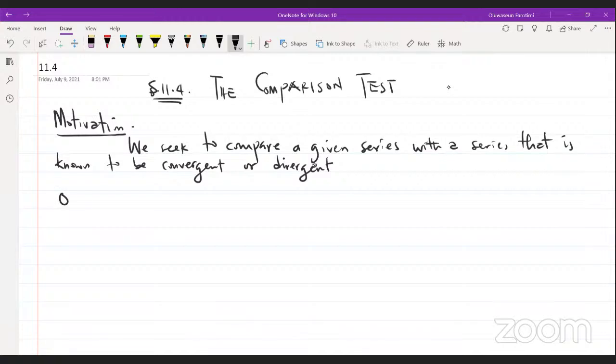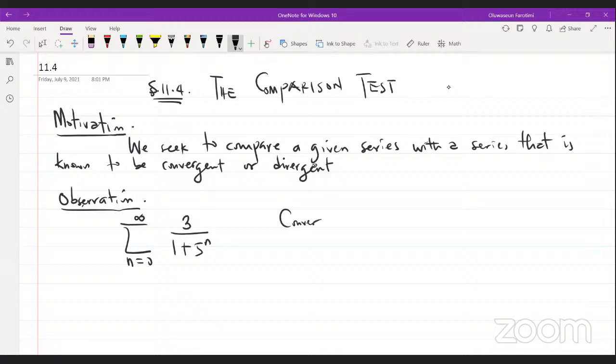So let me tell you something, guys. Observe. Now I want to make an observation. I talked about motivation, and let's call this an observation. You have the series where n is going from 0 to infinity of 3 divided by 1 plus 5 to the power of n. Now, we want to know if this series converges or diverges.